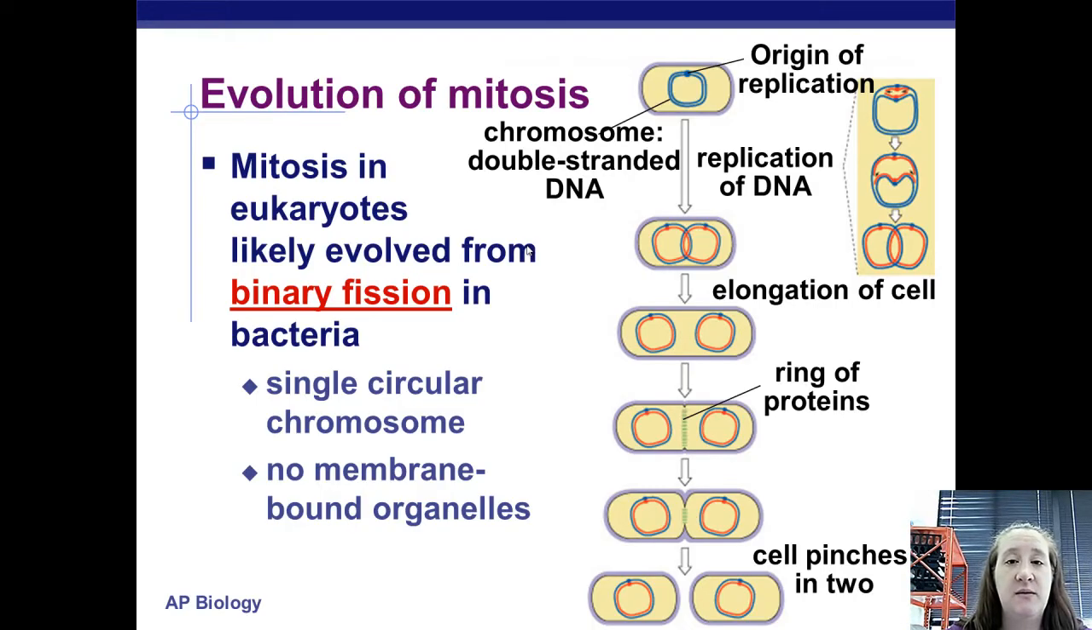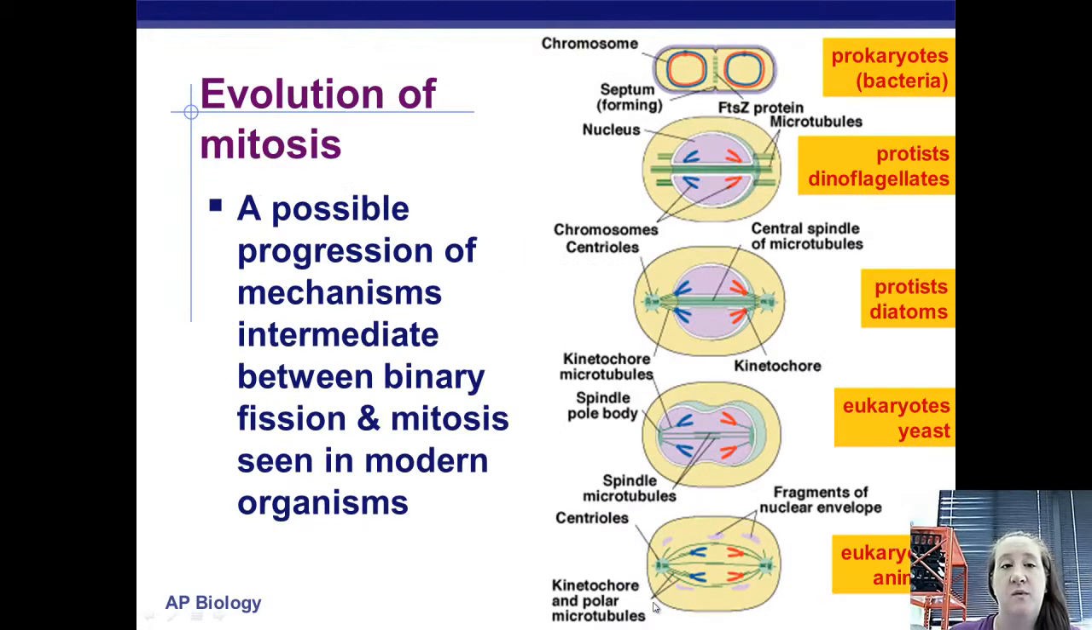Okay. Now, remember that mitosis, just like every other process that we do, evolved from some other earlier process. So binary fission is the way that bacteria reproduce, and bacteria have a single circular chromosome, and they have no membrane-bound organelles. So they just first have to copy that chromosome. Okay, the two chromosomes separate from each other. The ring of proteins happens, and then the cell pinches in two.